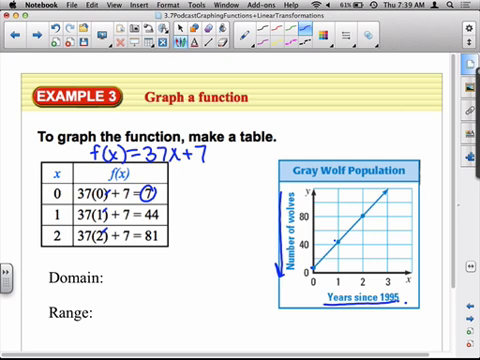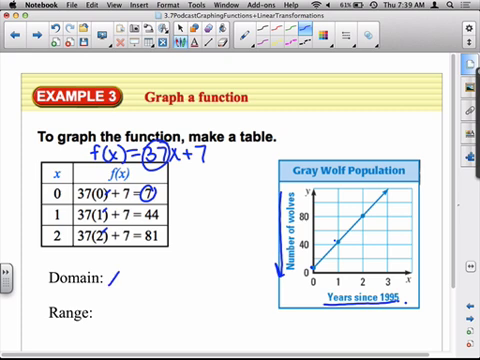I kept the same graph. Now, you could have used slope-intercept form to graph, so you would have plotted your first point at 7, and then you would have used the number in front of x to go up 37 to the right 1. So up 37 to the right 1 would have got me the same point. All right, now it's asking for domain and range.